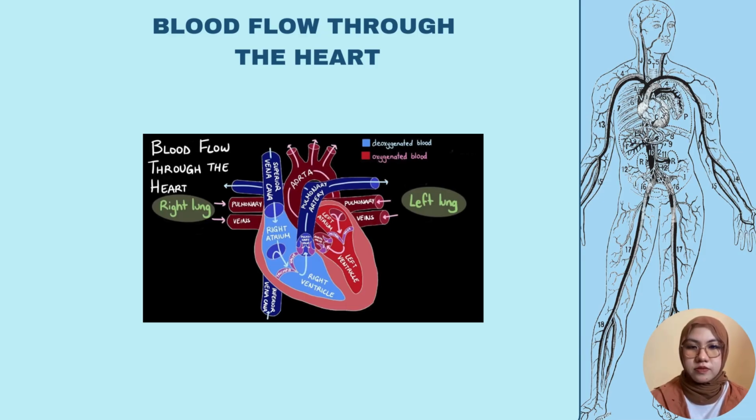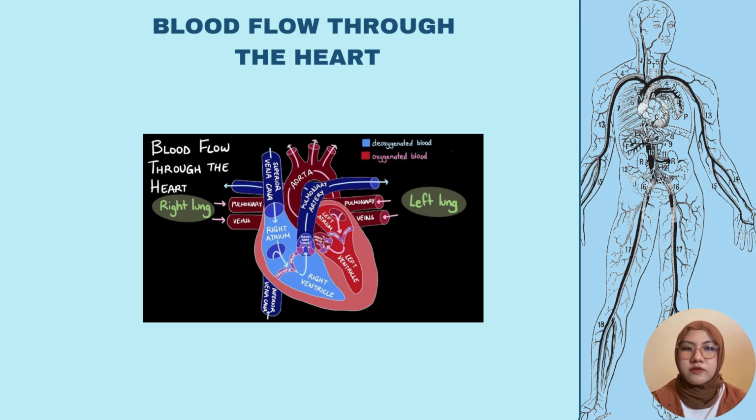Cardiovascular system. Blood flow through the heart. First, the deoxygenated blood returns. Blood that has delivered oxygen to the body returns to the heart through two large veins called the superior and inferior vena cava. The blood enters the right atrium, a chamber at the top right of the heart. From the right atrium, blood flows through a valve into the right ventricle, the chamber below it.